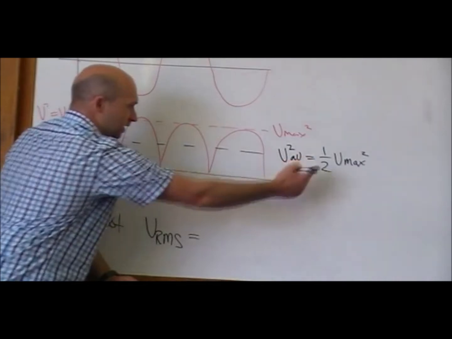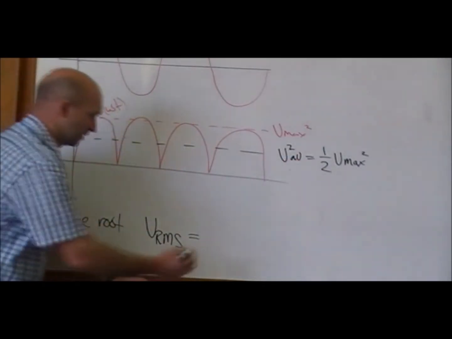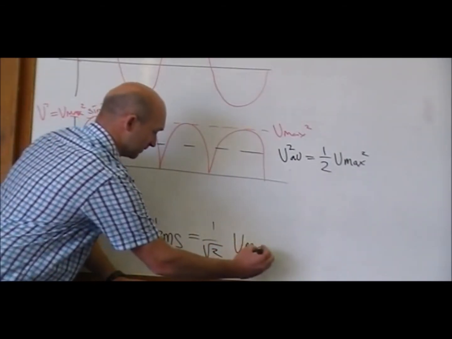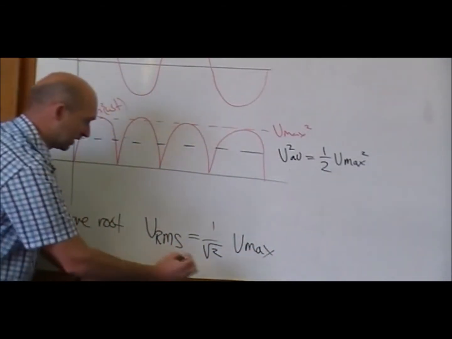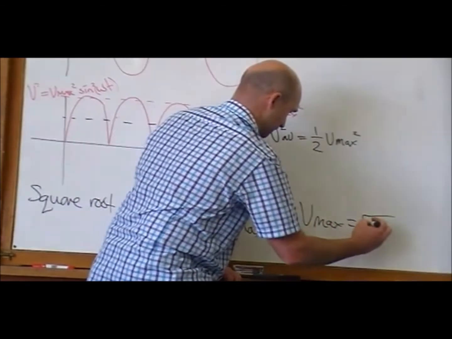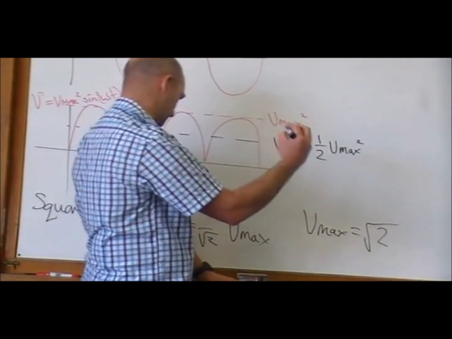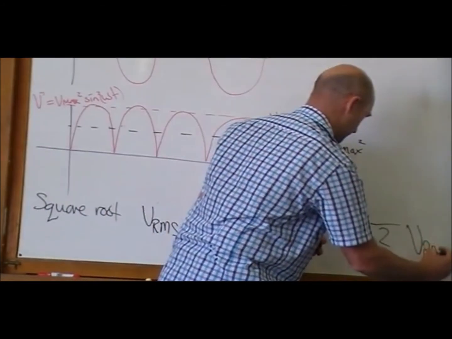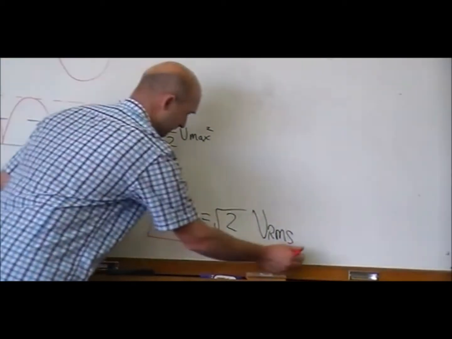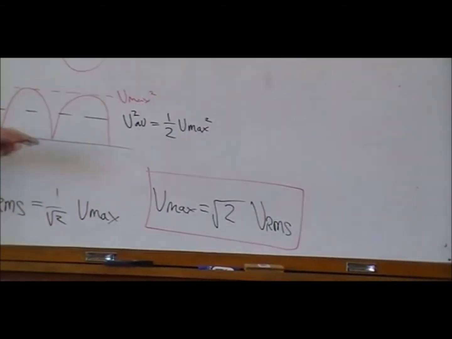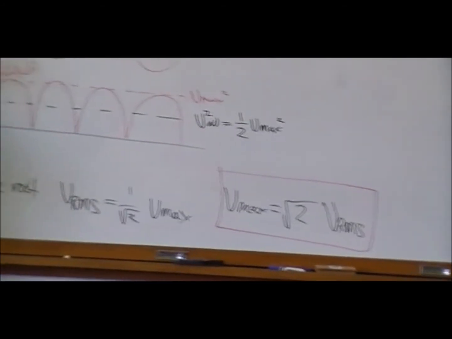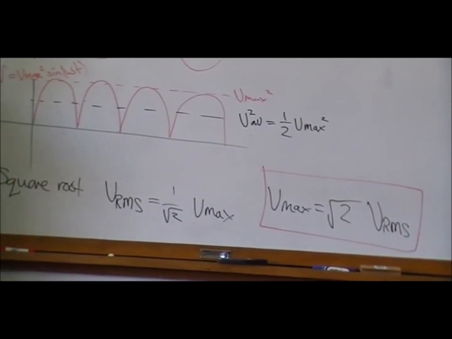equals, what do you get if you square root a half? 1 over root 2. V max. And so much more commonly we see this written as V max is root 2 times V RMS. Is that right? Should we box it? Same for current. Exactly the same, just put I's in instead of V's.